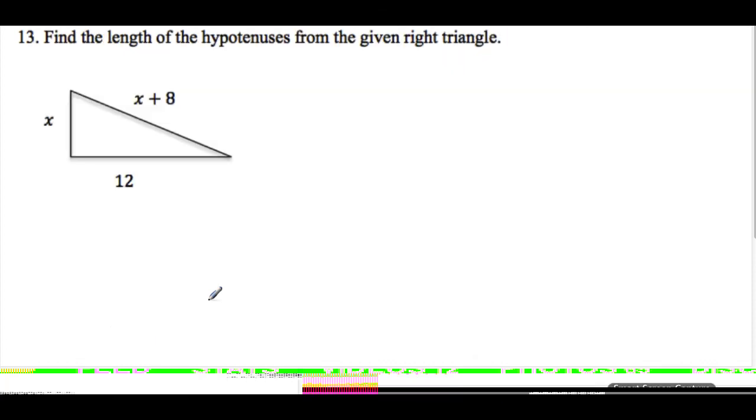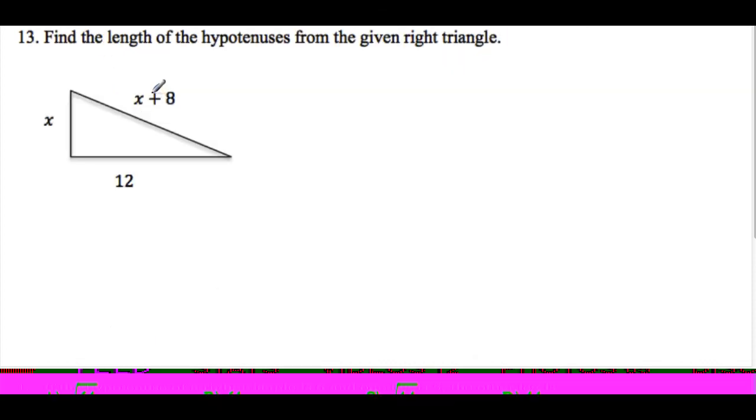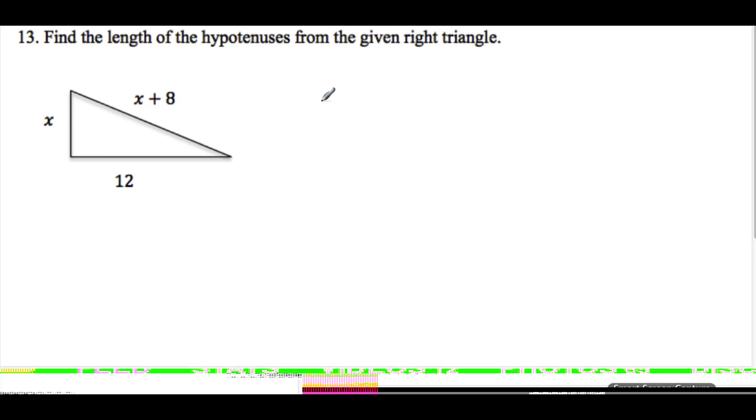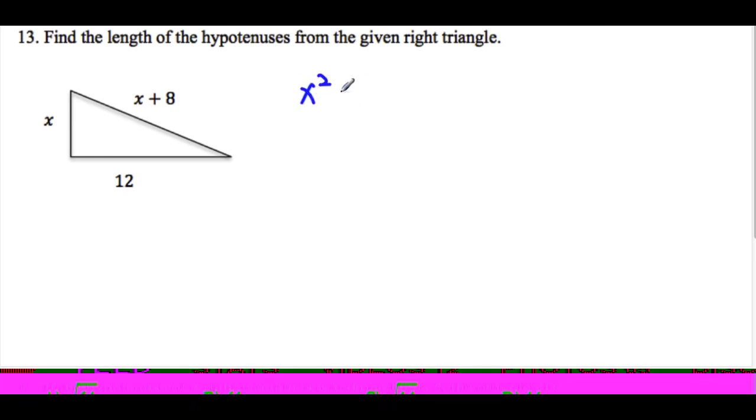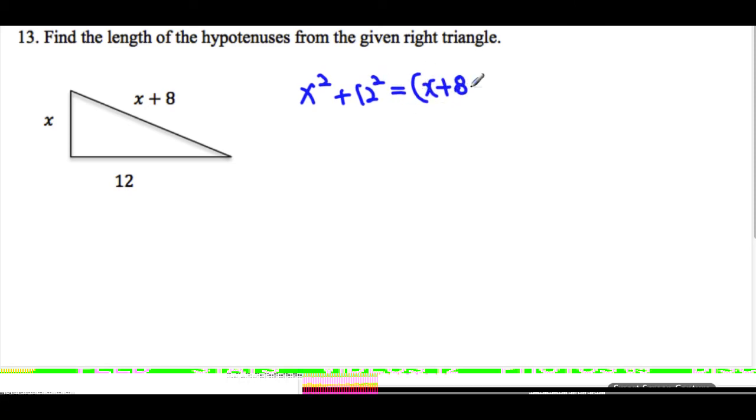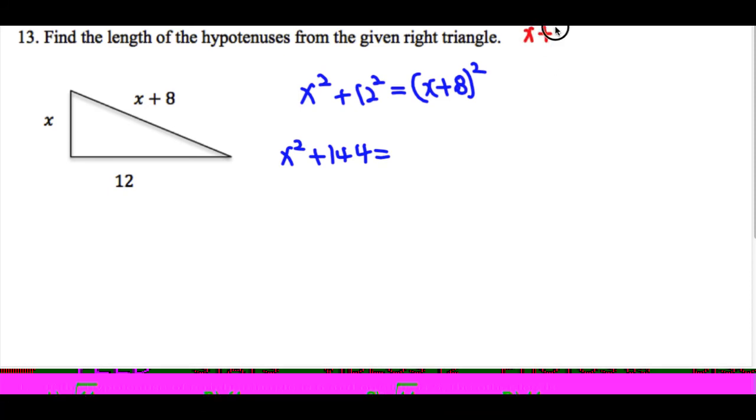Alright, number 13. How do you find the value of x here? We have to use the Pythagorean Theorem, so we have x squared plus 12 squared, which is equal to x plus 8 squared. Now, the left side is rather simple, x squared plus 144. But how about the right side? You see, x plus 8 squared simply means x plus 8 times x plus 8.